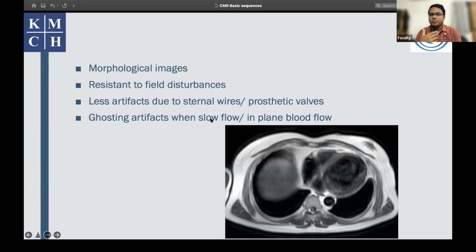So the main phenomenon in spin echo sequences that produces black blood is that the blood moves out of the imaging plane between the 90-degree and the 180-degree pulse. But if the flow is very slow, or there is in-plane flow, that is flow in the direction of the imaging slice, then the blood experiences both the 90-degree and the 180-degree pulse, and hence gives off a signal which gives these artifacts.